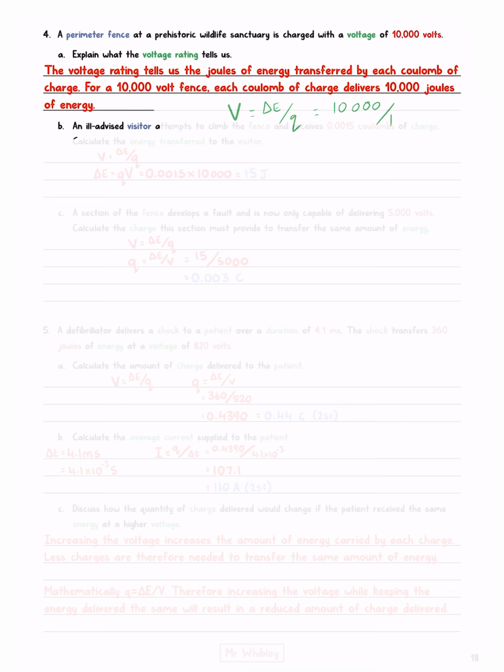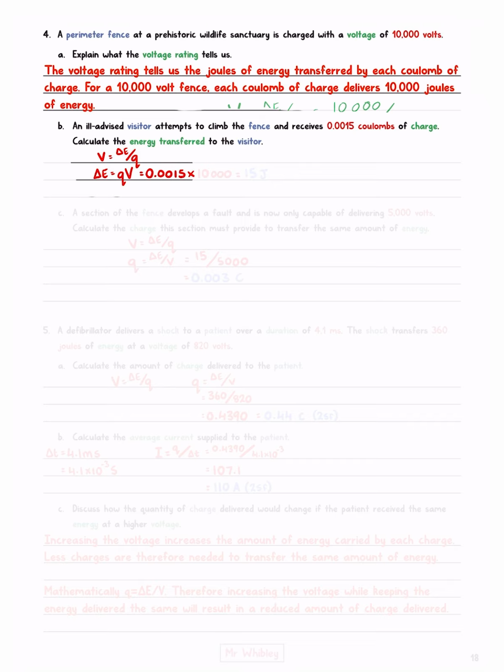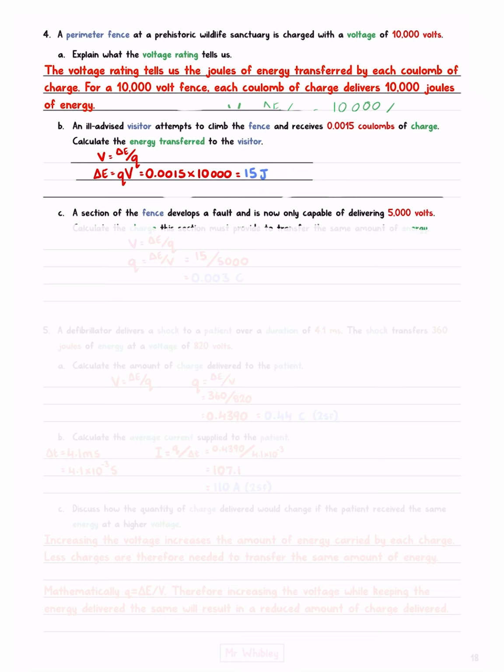An ill-advised visitor attempts to climb the fence and receives 0.0015 coulombs of charge. Calculate the energy transferred to the visitor. We know our voltage is the change in energy per charge. Multiplying both sides by charge to find the change in energy, putting in our charge and our voltage, gives us 15 joules. A section of fence develops a fault and is now only capable of delivering 5,000 volts.